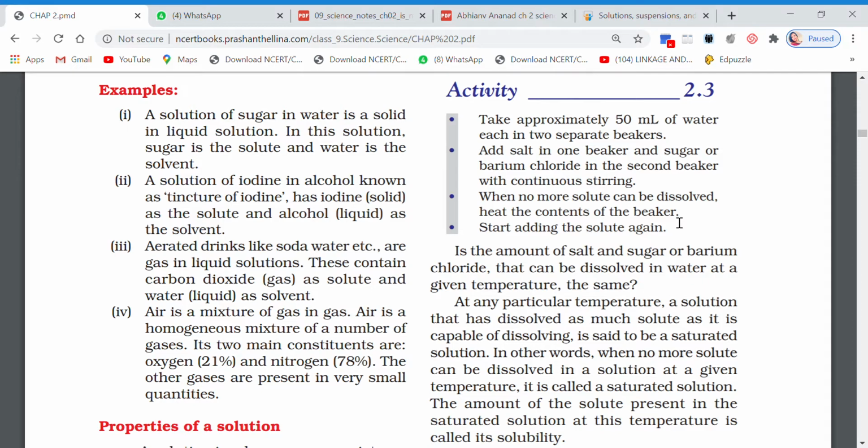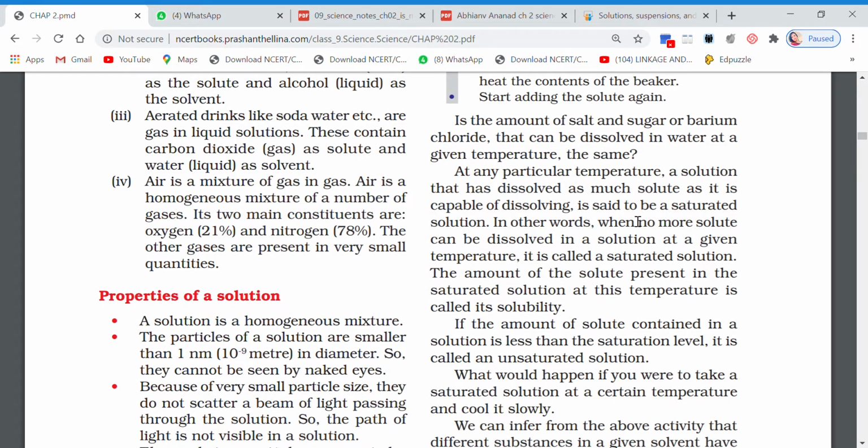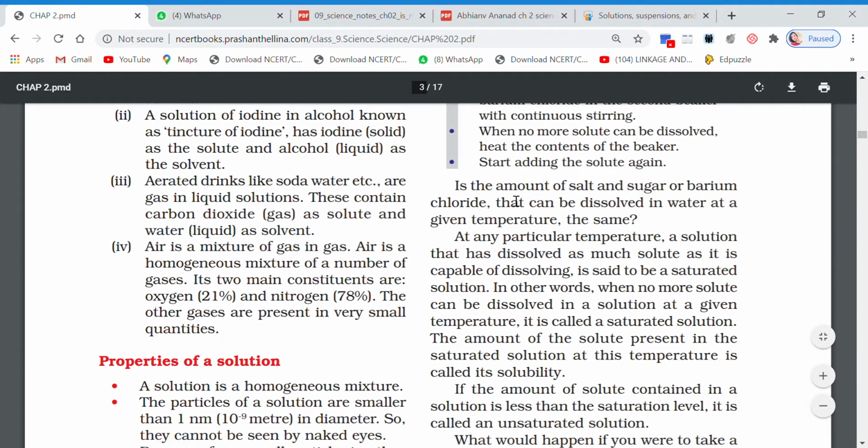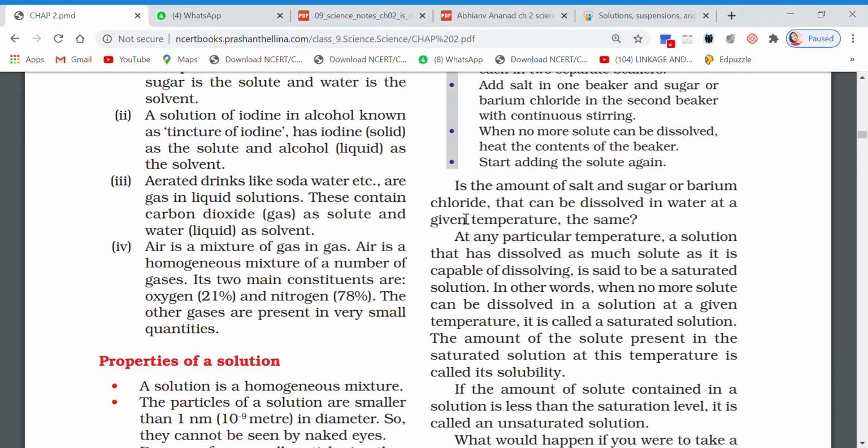That means you have reached the saturation point. That means the solution has now become saturated. So again children, I am telling you, first you were dissolving the solute at normal temperature, right? And then after heating it also you were dissolving, but after that now no more solute is getting dissolved.